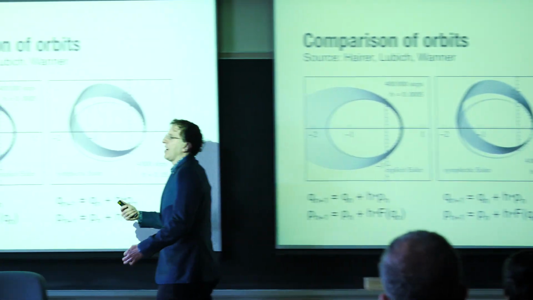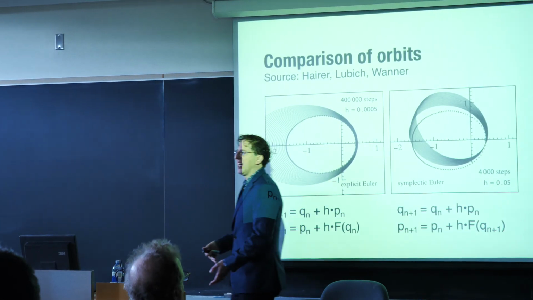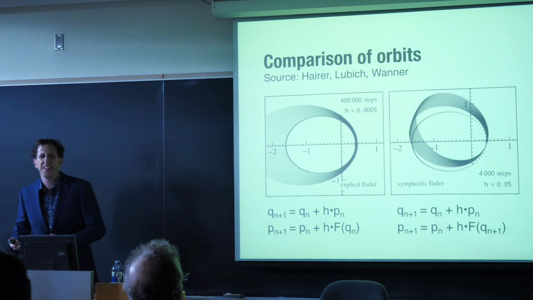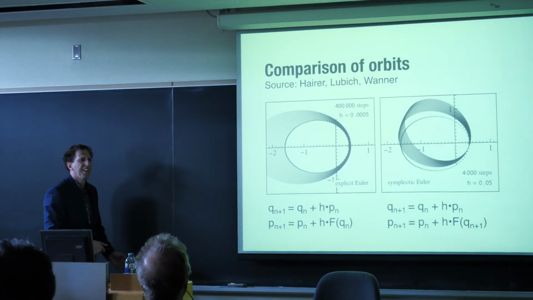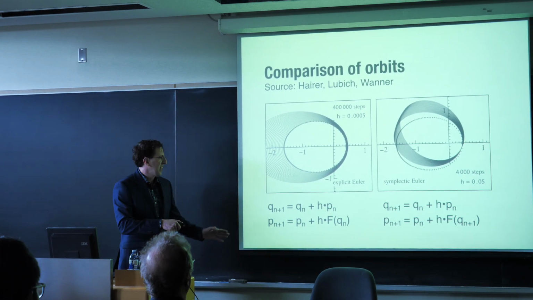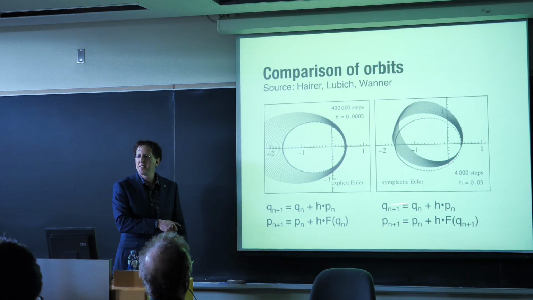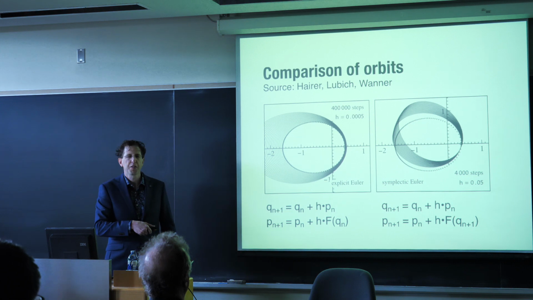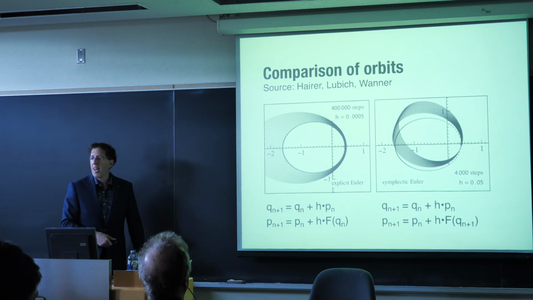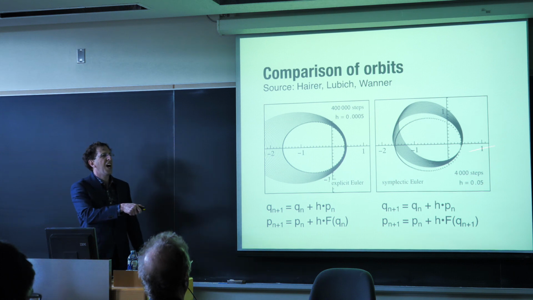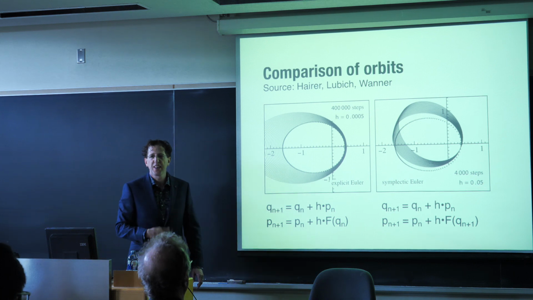Right? And you might say, that's very nice, but I have BDF2 and Runge-Kutta 4 and my favorite implicit integrator. What's interesting here is that these two integrators have the same computational cost. They're both explicitly evaluatable. And the one that's capturing the geometry is doing so at larger time steps.